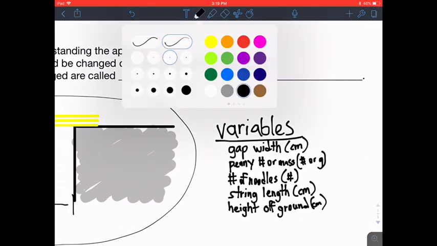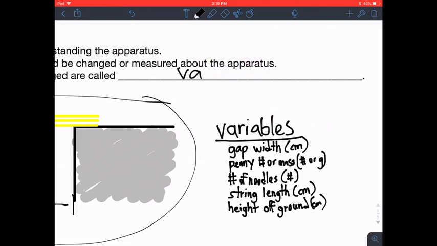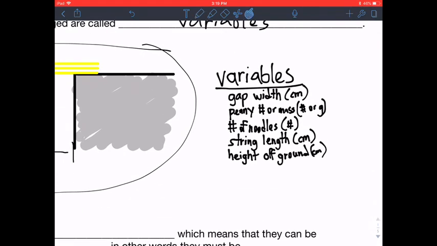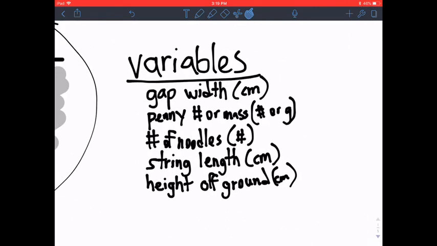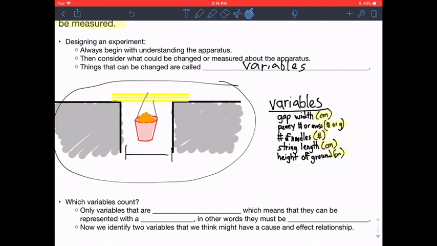I'm just going to go ahead and select my pen, and I'm going to select one of the dots in this top row up here. Those are best for writing, and I'm just going to fill this in, and I'm going to write variables right here. Okay, so these are some variables that we could look at in the Spaghetti Bridges lab. We could look at gap width, which would be measured in centimeters. We can look at number of pennies or mass, which would be measured in number of pennies, or mass would be measured in grams. We can look at number of noodles. We can look at centimeters of string length. We could look at centimeters of height off the ground. We have lots and lots of options.